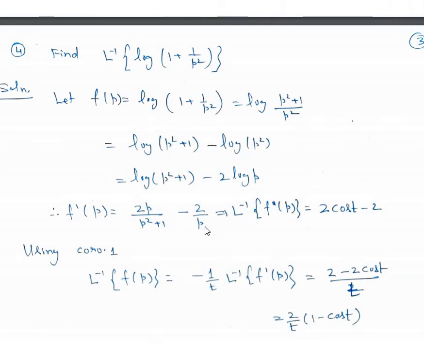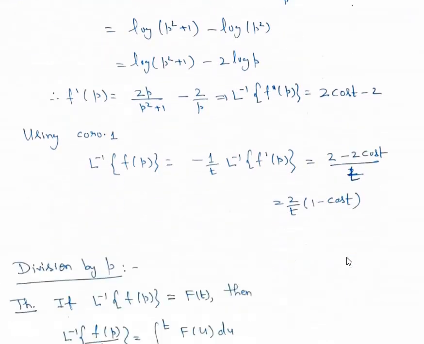Now take L inverse on both sides. We have L inverse of f dash p is equal to 2 cos t minus 2. So therefore using corollary 1, L inverse of f p is minus 1 upon t L inverse of f dash p. Put the value of L inverse f dash p from here. So we have (2 minus 2 cos t) upon t. Take 2 upon t common, we have 1 minus cos t in the bracket.